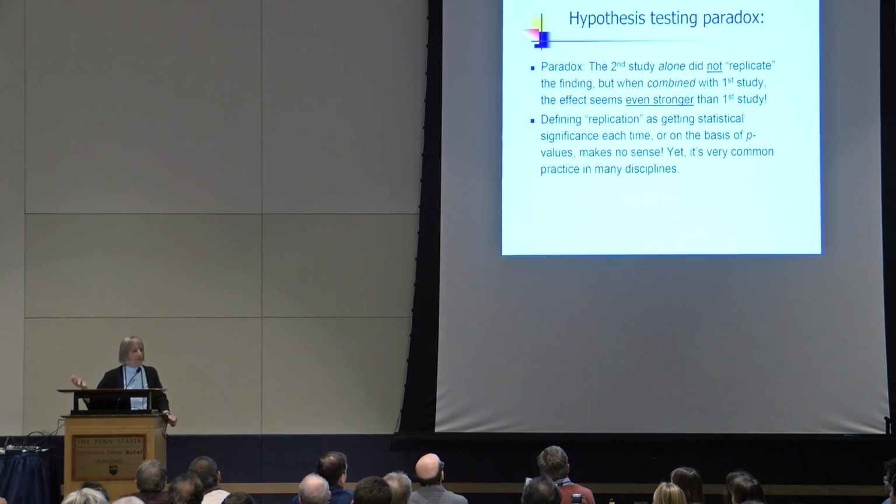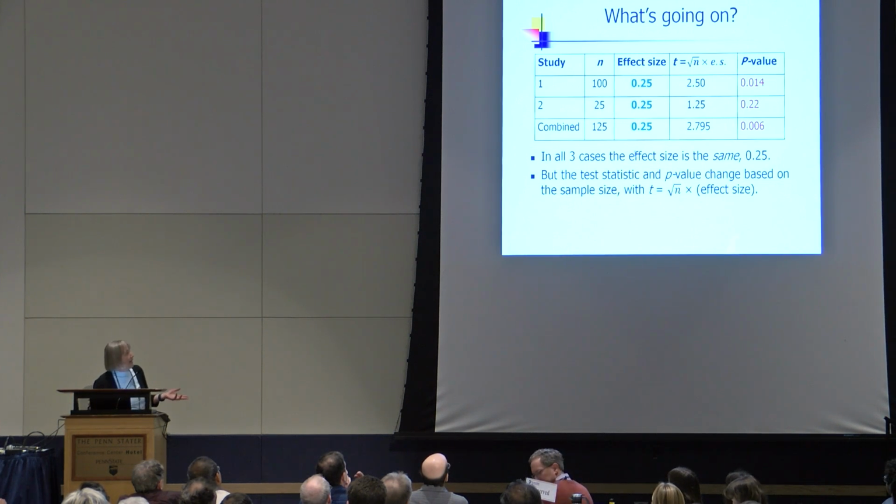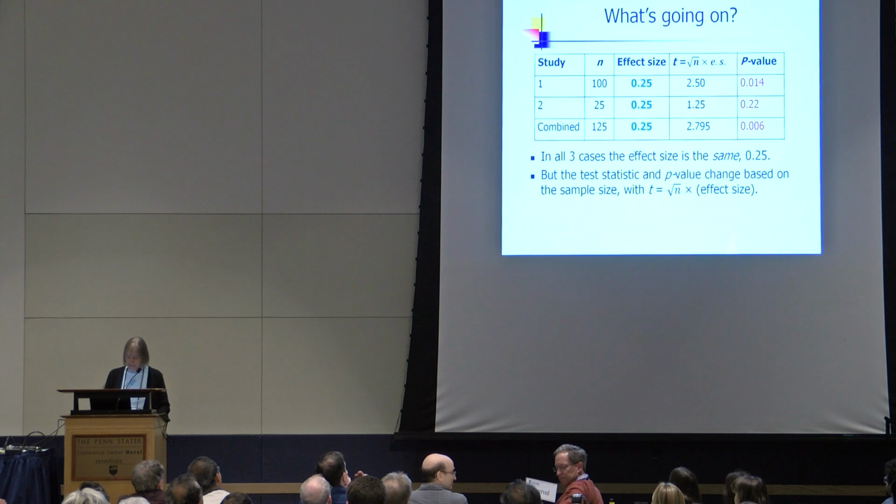And yet it's what most people do. So you're the ones that need to explain this to them, what's going on here. In both studies, the effect size was 0.25. So the test statistic and p-value are completely dependent on the sample size. Okay, so that is the paradox, and that's the explanation for it, because the test statistic is just always the square root of n times the effect size.